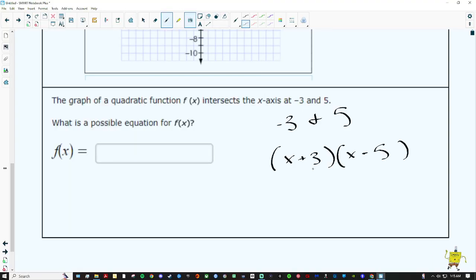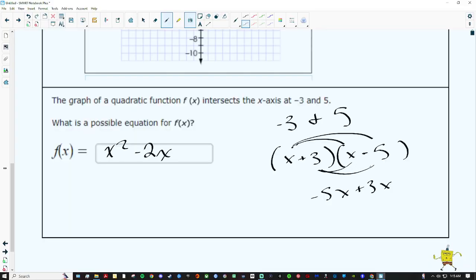But we know these are our factors, so if we factor, we have x squared, and we have negative 5x, positive 3x. Those combine to give us negative 2x. And our last thing, negative 15. These have zeros at negative 3 and 5.